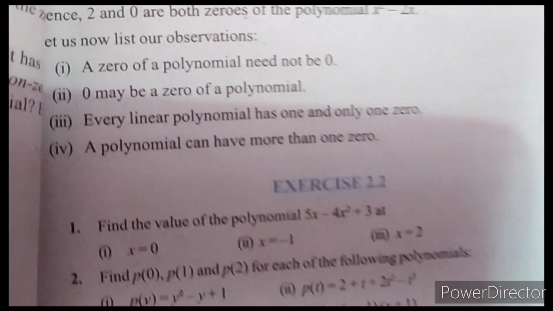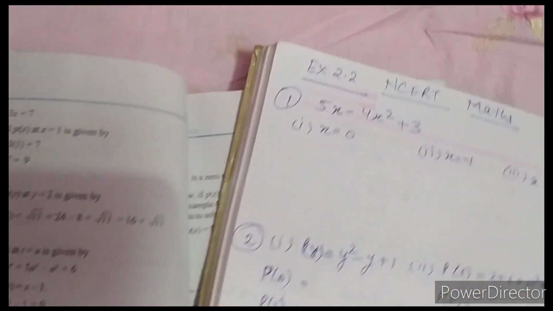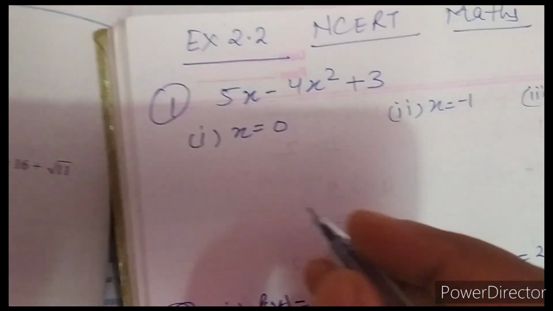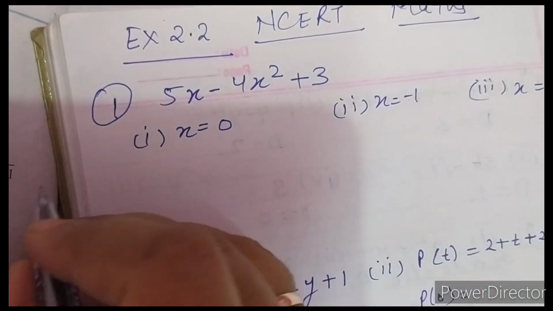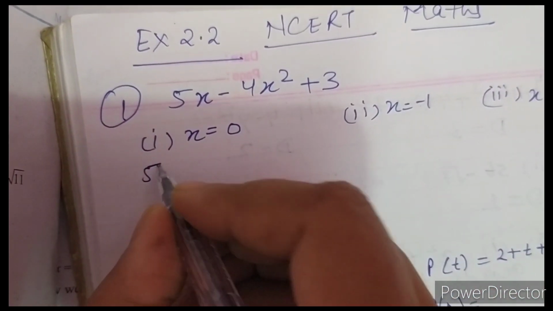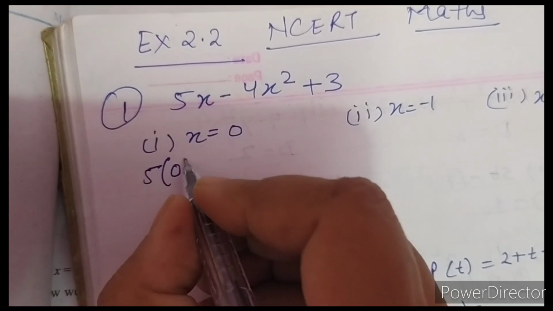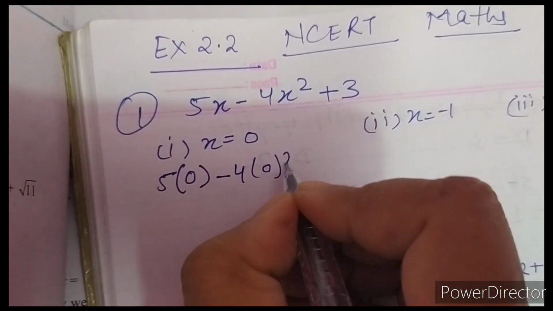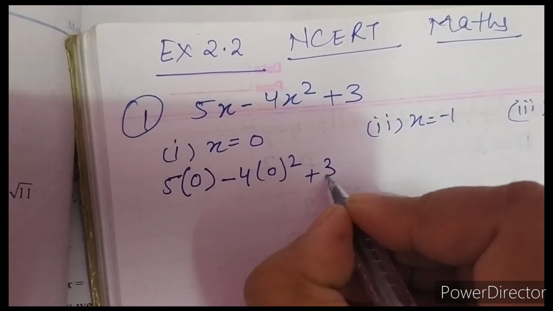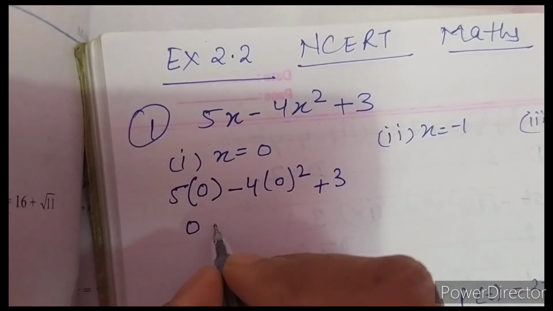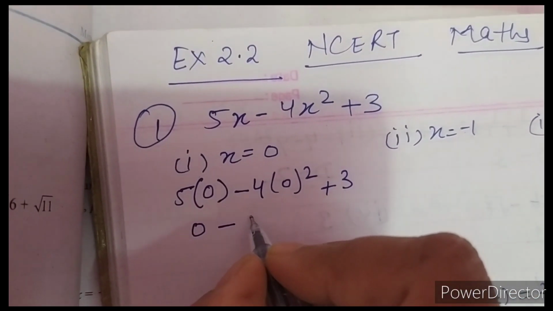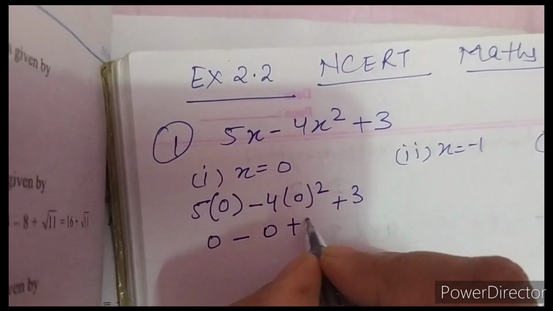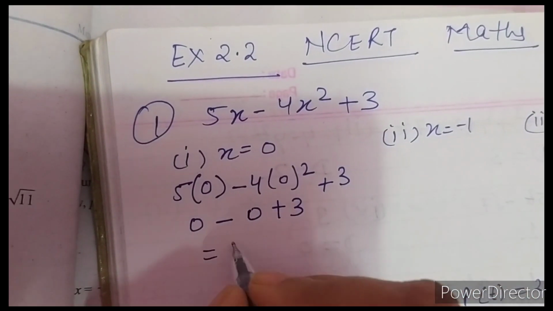So in this case we have to put the values and find out the answers of the following polynomial. Firstly, we'll take the x value as 0, so 5 times 0 minus 4 times 0 square plus 3. 5 zeros are 0, minus 4 zeros are 0, and plus 3. So the answer here will be equal to 3.